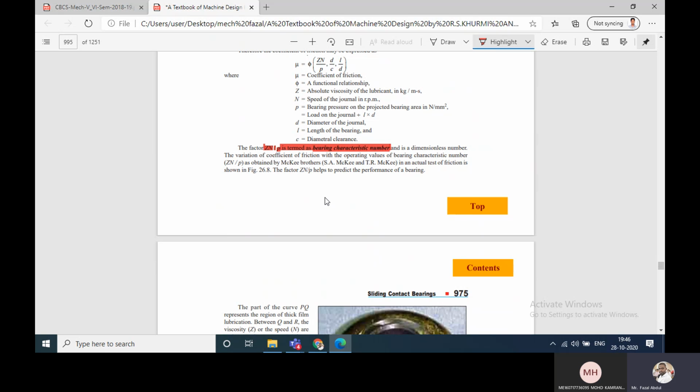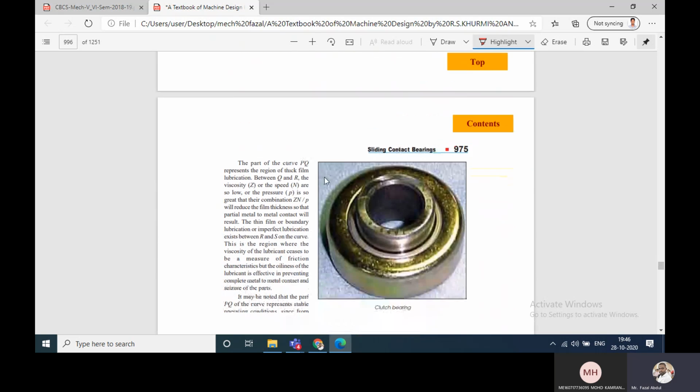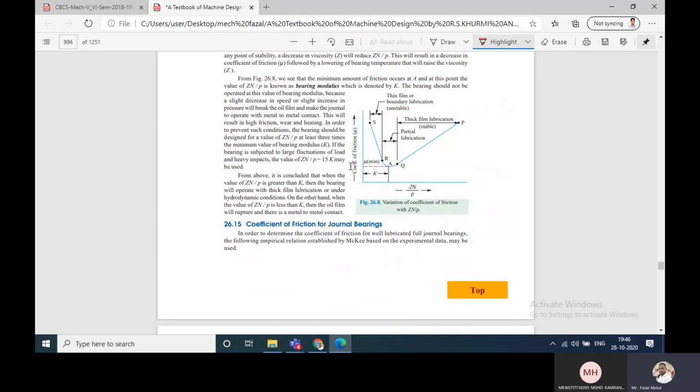Now what is the use of Zn by p and what is the use of coefficient of friction? See here, this is a practical graph. Whenever they conduct the experiment, this is the practical graph. Zn by p value is plotted on the x-axis, coefficient of friction is plotted on the y-axis. Now P is the initial position, S is the final position, Q and R are the intermediate positions of the bearing, when it is rotating. Before rotating, P is the point. Final position means the final rotating value. S is the last point. Q, R are the intermediate points.